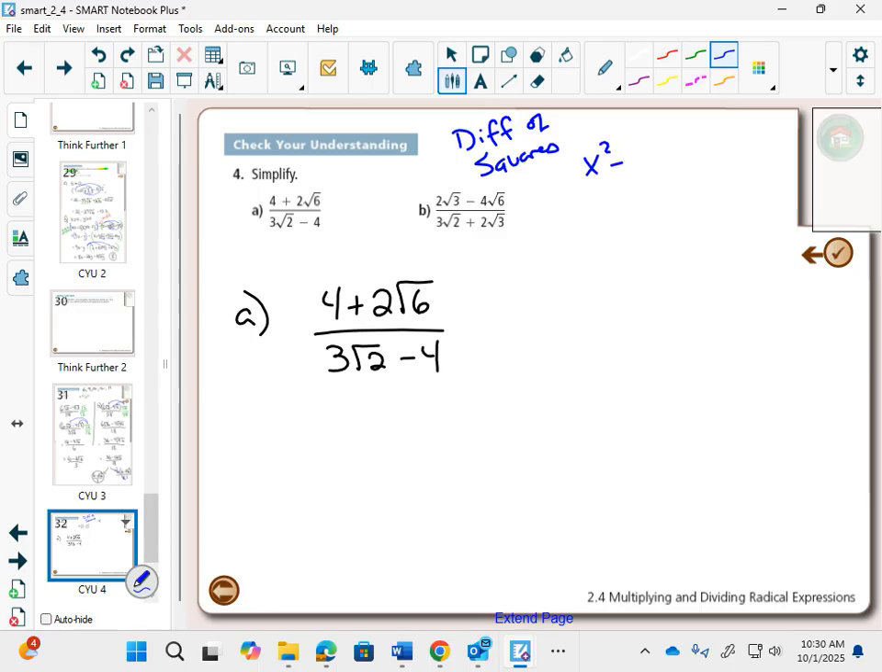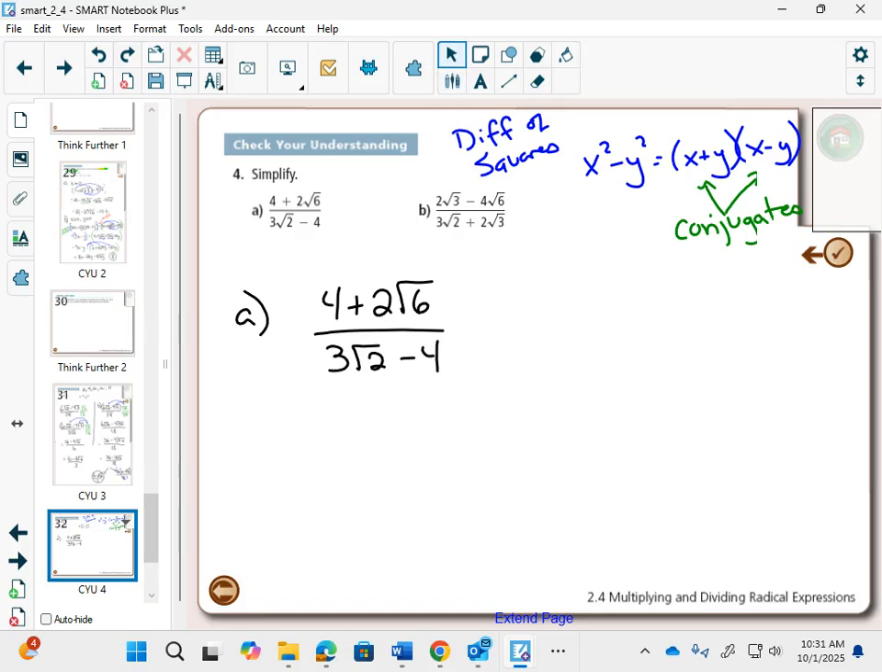If you have, from factoring, you can factor a difference of squares. X squared minus y squared is called the difference of squares, and it factors to x plus y, x minus y. And we call these conjugates. Okay? These names are important because of the strategy, and I'll write that out here.